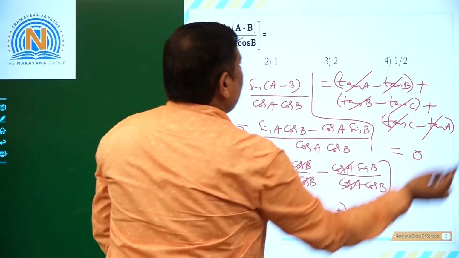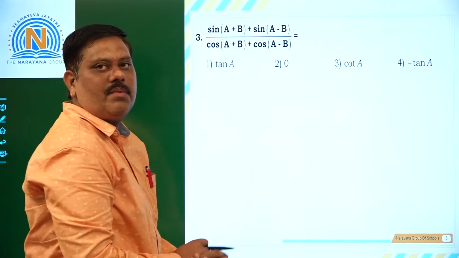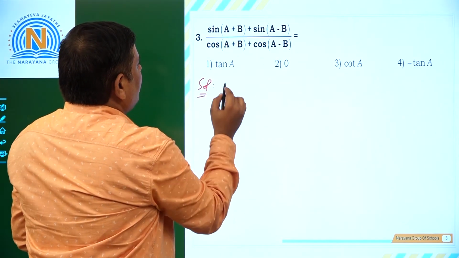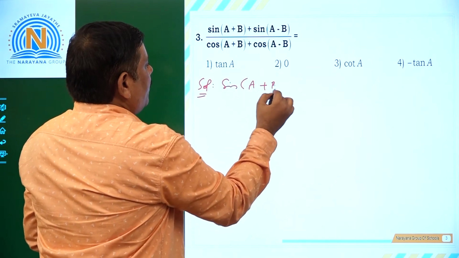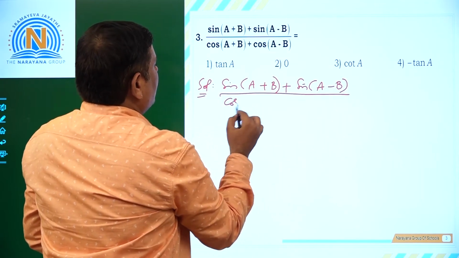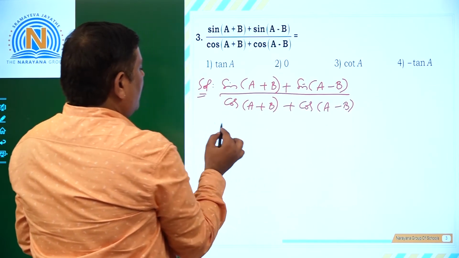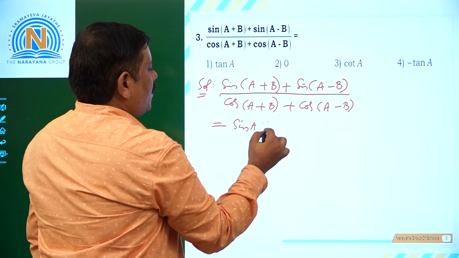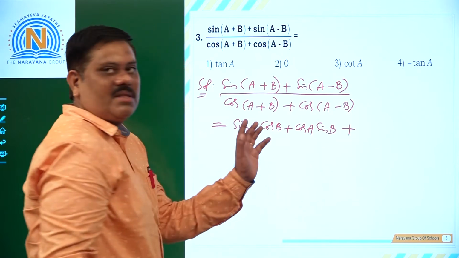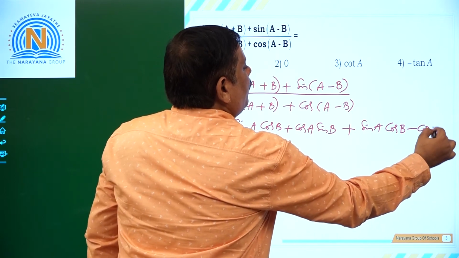Okay. Next, the value of sin of A plus B plus sin of A minus B by cos of A plus B plus cos of A minus B. If you observe here, sin of A plus B, let us try to simplify this. First let me write what is given. Sin of A plus B plus sin of A minus B by cos of A plus B plus cos of A minus B. Okay, what is sin of A plus B? Sin A cos B plus cos A sin B plus, what is sin of A minus B expansion? Sin A cos B minus cos A sin B.